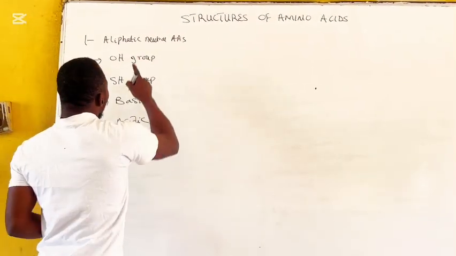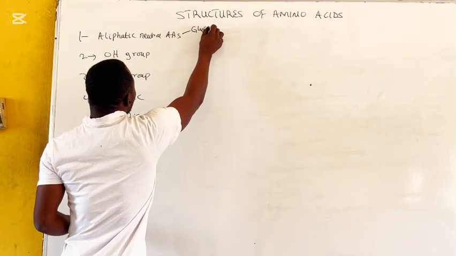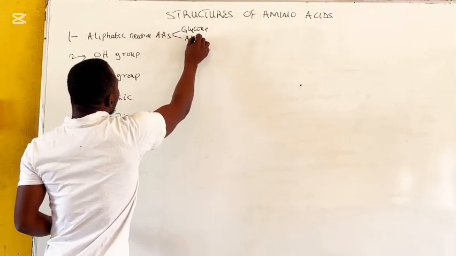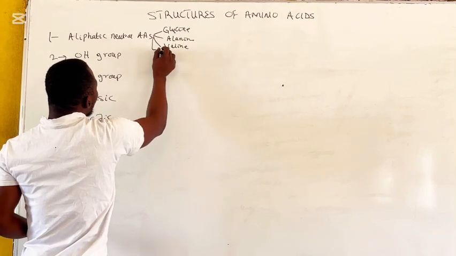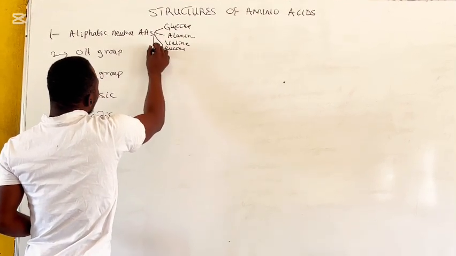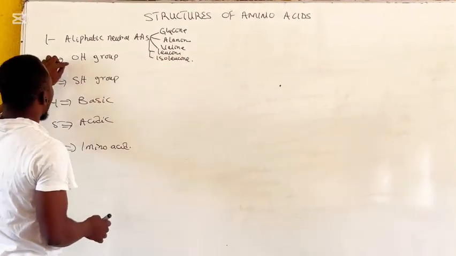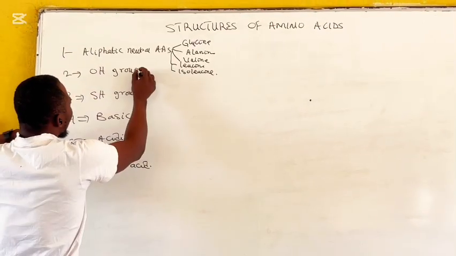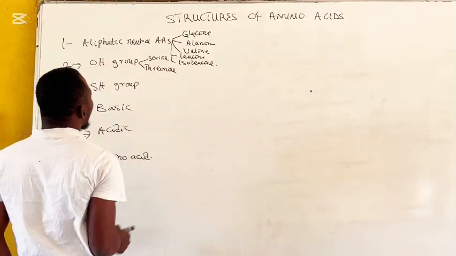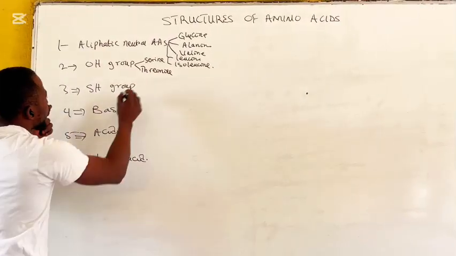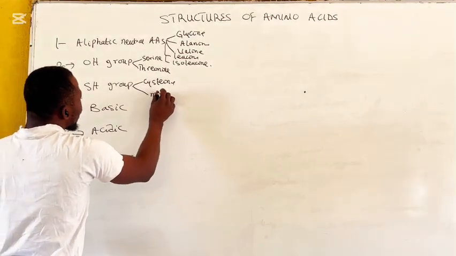Under aliphatic neutral amino acids, there is glycine, alanine, valine, leucine, and isoleucine. Now, under amino acids with an OH group, there are serine and threonine. Under amino acids with an SH group, there are cysteine and methionine.